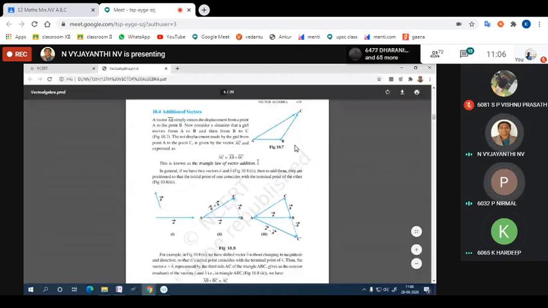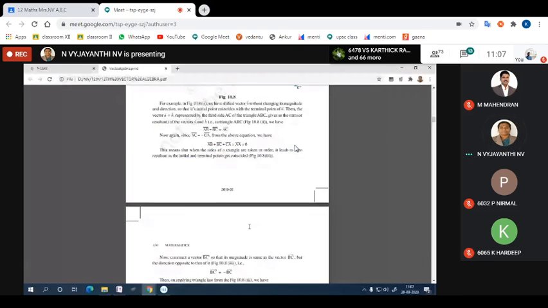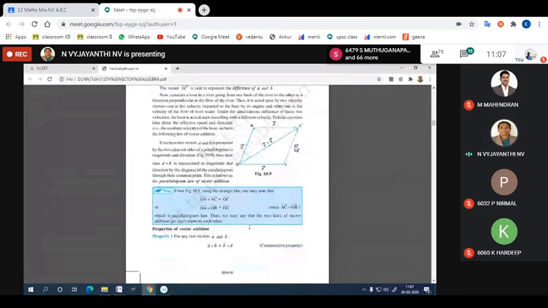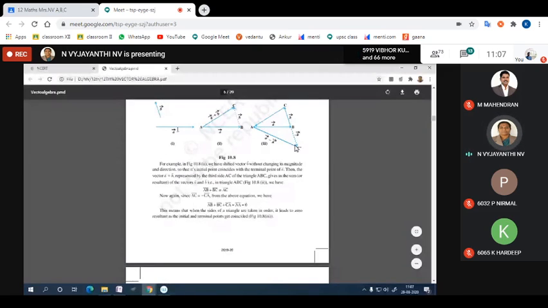We can add any two vectors using this triangle law. If this is A vector and this is B vector, then A vector plus B vector, that is from Amravati to Udumalpet, then Udumalpet to Palani, is equal to traveling from Amravati Nagar to Palani directly. So this is A vector plus B vector. This is the addition of two vectors.